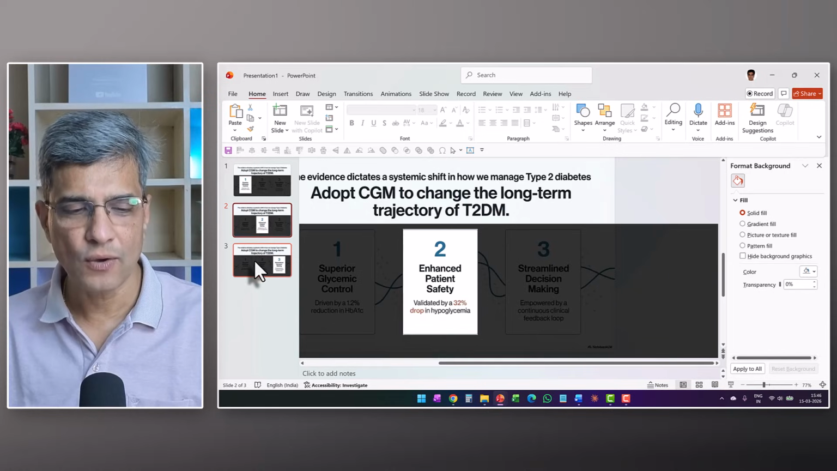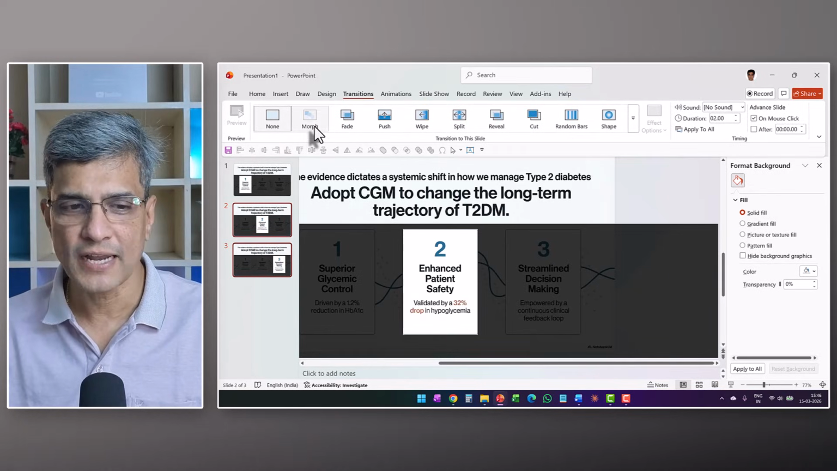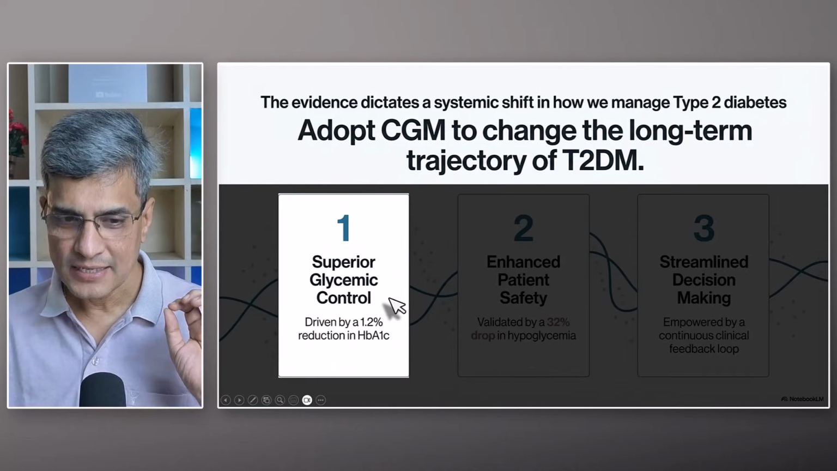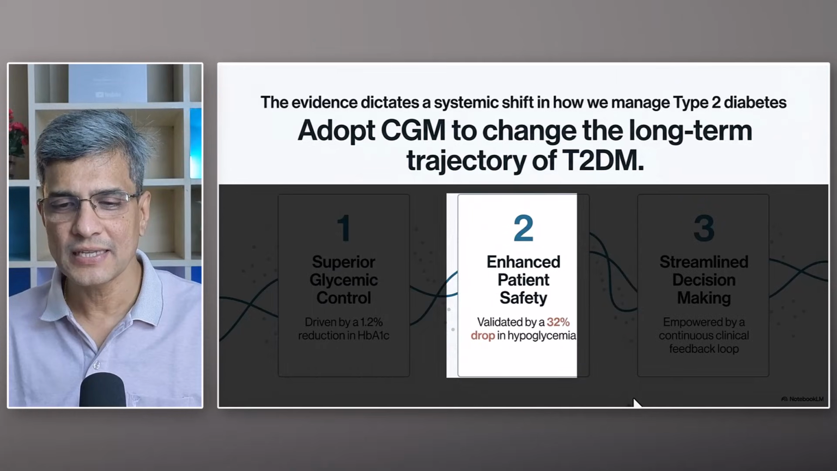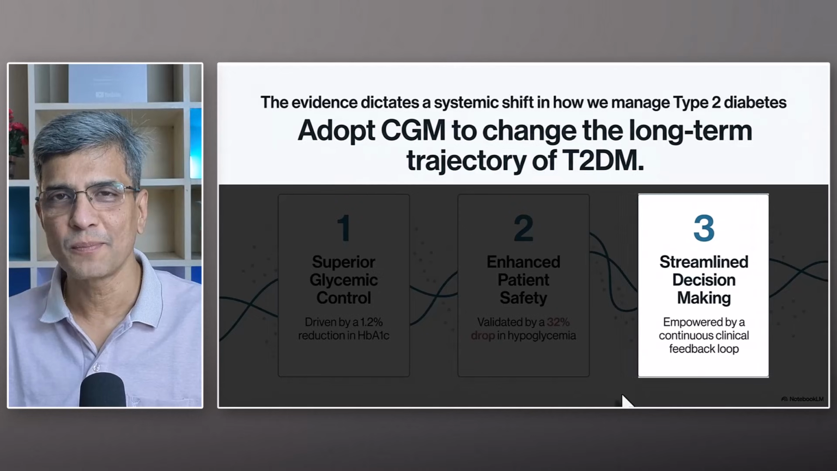Hold the shift button down, select the second and the third one, go to transitions and this time use morph transition. Beautiful. Let us go to the first slide. Now the audience sees the first point. You talk about the first point and then on a click you can see that the attention moves to the second point and then it goes to the third point.